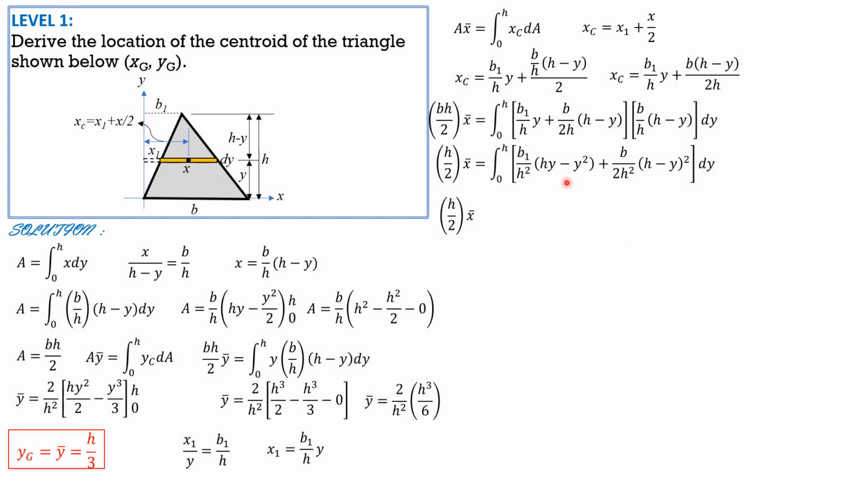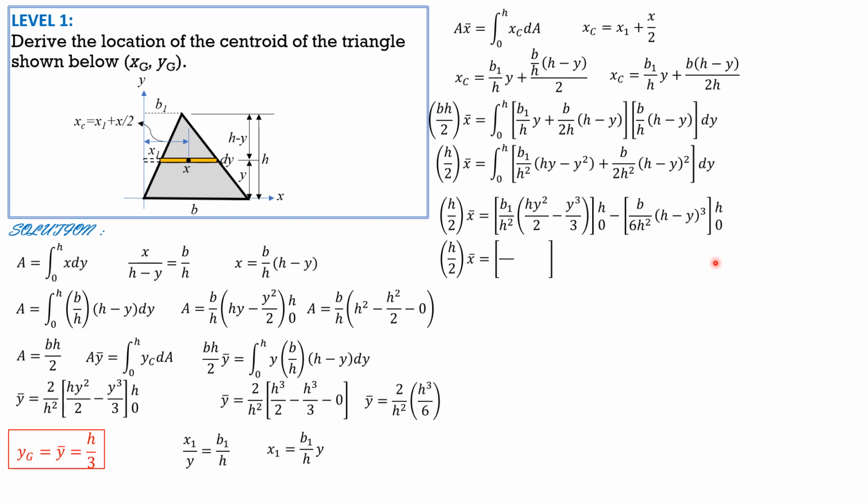So integrating, h over 2 bar x equals b1 over h square times the quantity hy square over 2 minus y cube over 3 from 0 to h, plus b over 2h square times negative, because the integral of h minus y square is, by the power formula, negative h minus y cube over 3 times 2, so over 6. And it's negative because the differential of h minus y is negative dy if you let h minus y be u. So that's the integral.